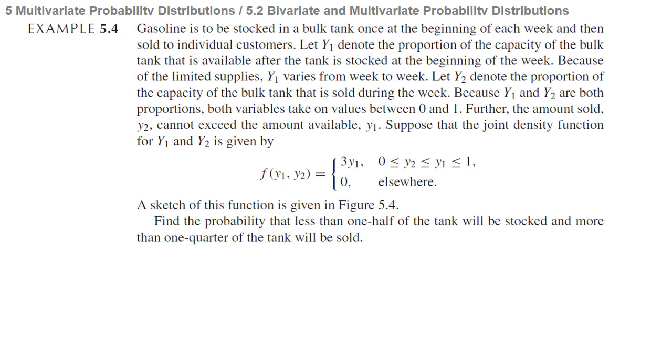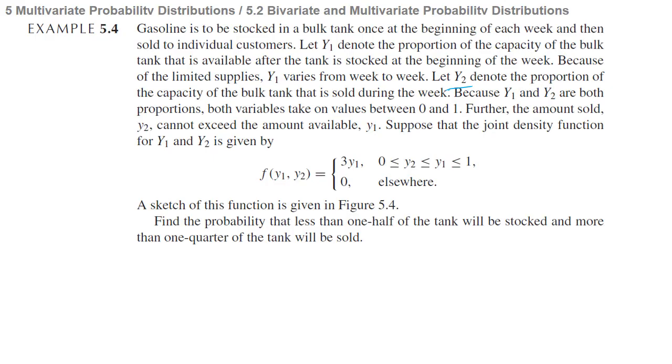Okay, let's move on to example 5.4. Gasoline is to be stocked in a bulk tank once at the beginning of each week and then sold to individual customers. Let Y1 denote the proportion of the capacity of the bulk tank that is available after the tank is stocked at the beginning of the week. Because of the limited supplies, Y1 varies from week to week. Let Y2 denote the proportion of the capacity of the bulk tank that is sold during the week.